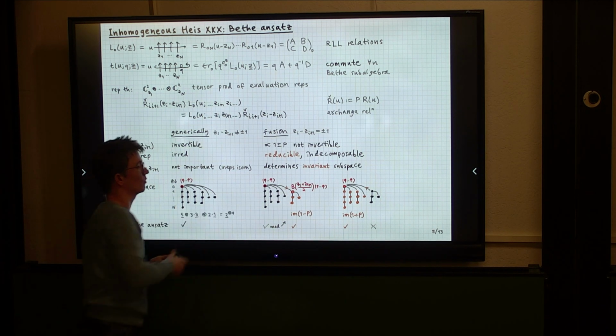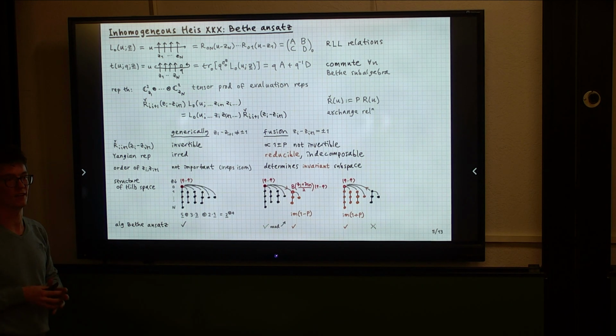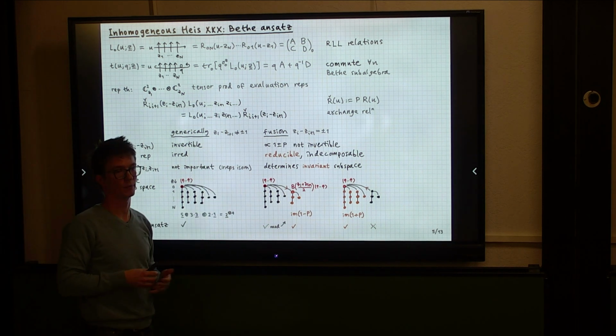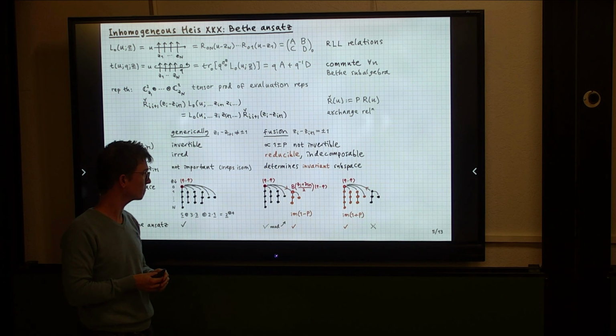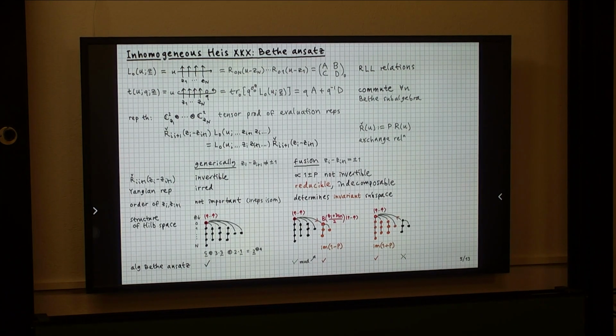And then in the quotient, we can still do an algebraic Bethe ansatz with the usual highest weight vector, up, up, up, up. So this is technical, but in principle, it's not too bad. This is the case when they fuse into the singlet representation. Because with the singlet, you see that you took a very small representation.